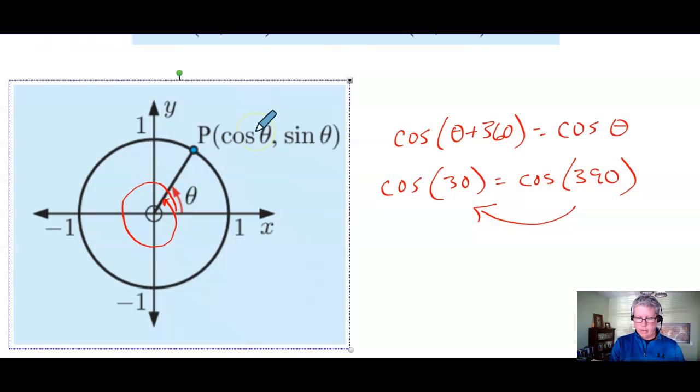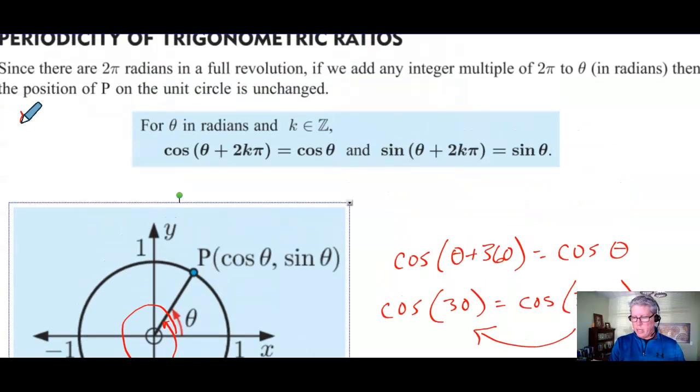I can go with that angle and add 2 pi, which is a full circle, and k is like the number of times around. K can be 9. Well, take your angle, go around 9 more times, but you still end up at that same spot. So those x and y values have to be the same.